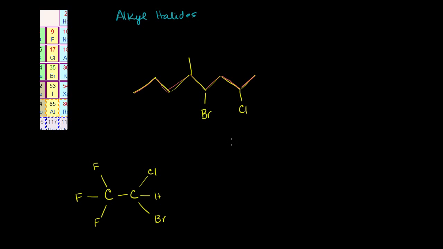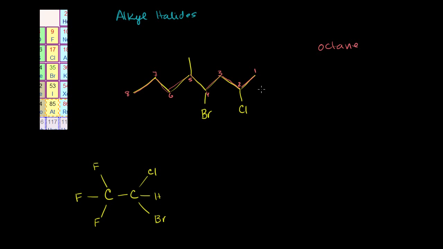And we want to start at the end where we're going to run into some type of halide first, or some other type of branch off of it, just something attached to the carbon chain other than a hydrogen. So we're going to start at this end. So it's 1, 2, 3, 4, 5, 6, 7, 8. So we're dealing with an octane. Our main chain has 8 carbons.